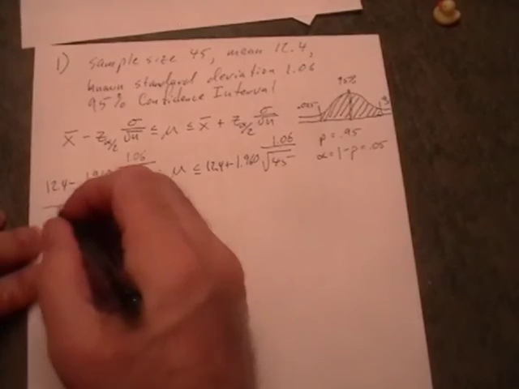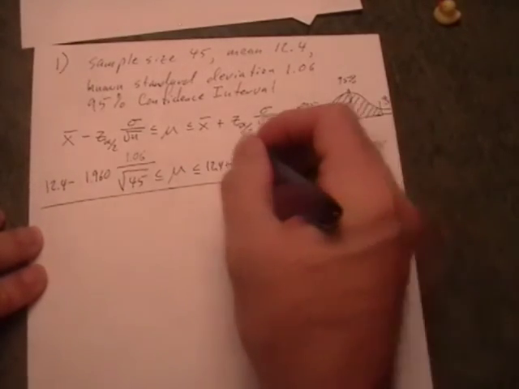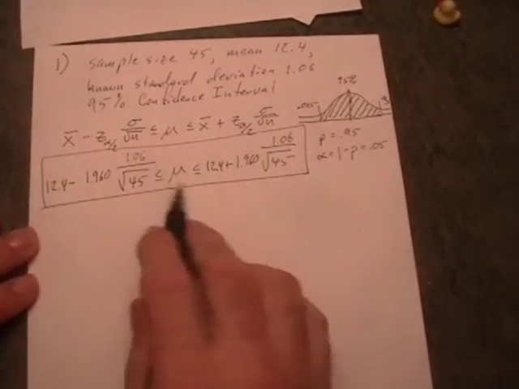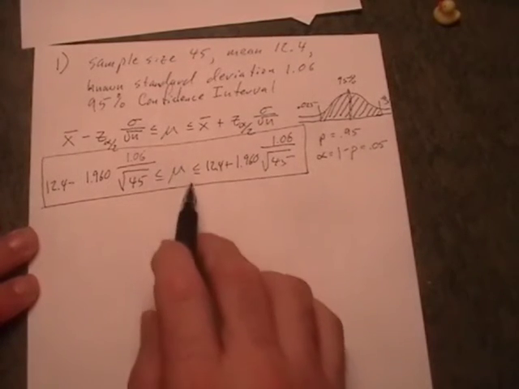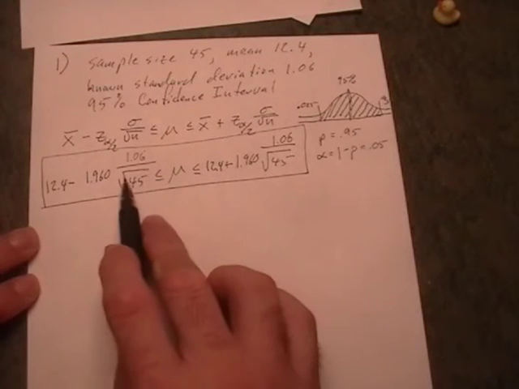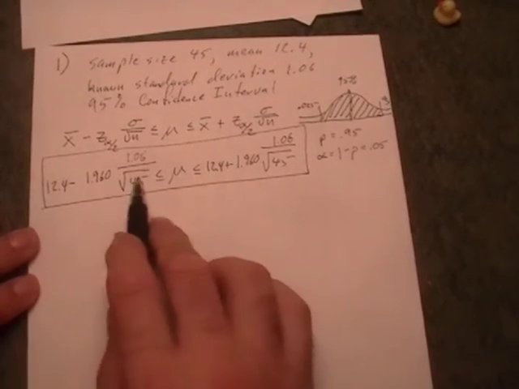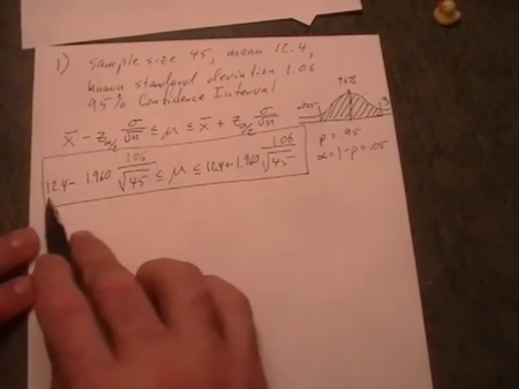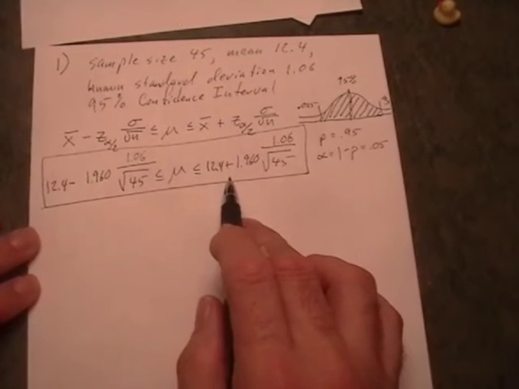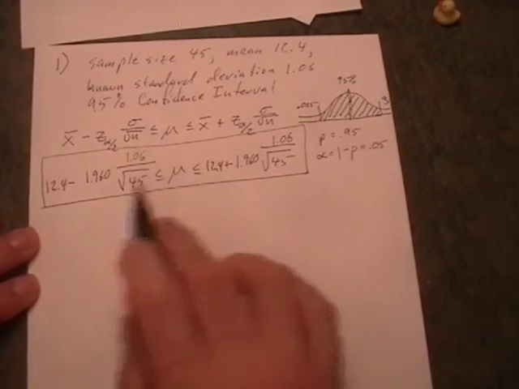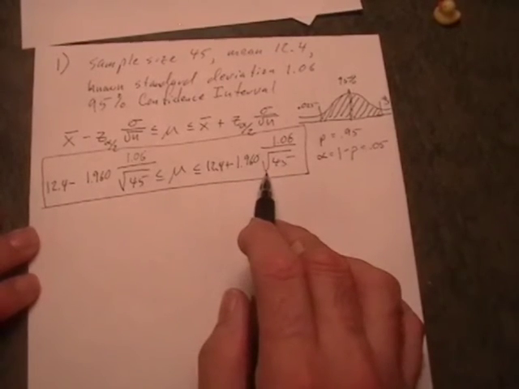And by the way, this is the answer that I want. This is the complete answer to this question. I don't want you to do the square root. I don't want you to do the arithmetic. I don't want you to simplify the left and the right. I want you to leave it all alone. This would be the final answer.